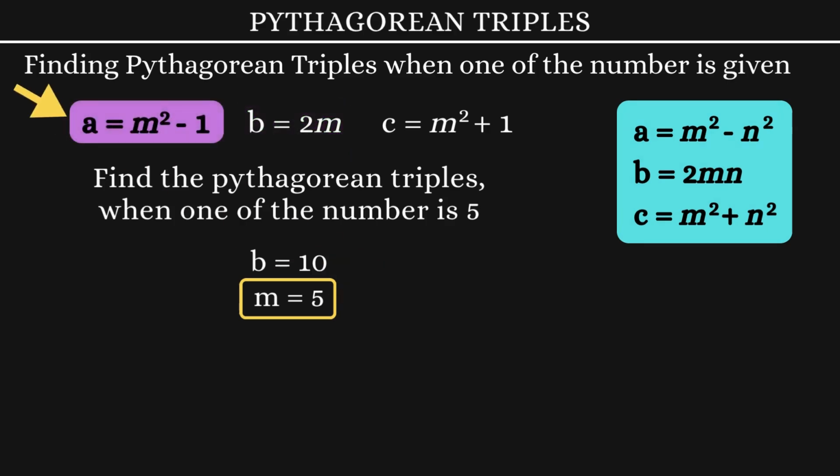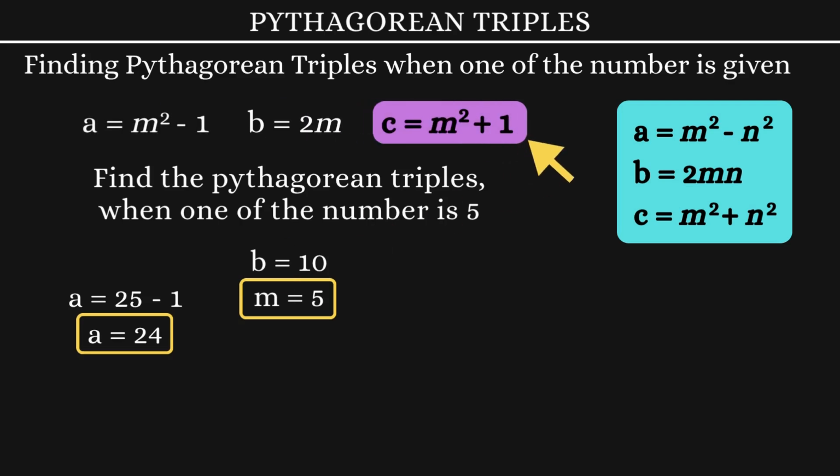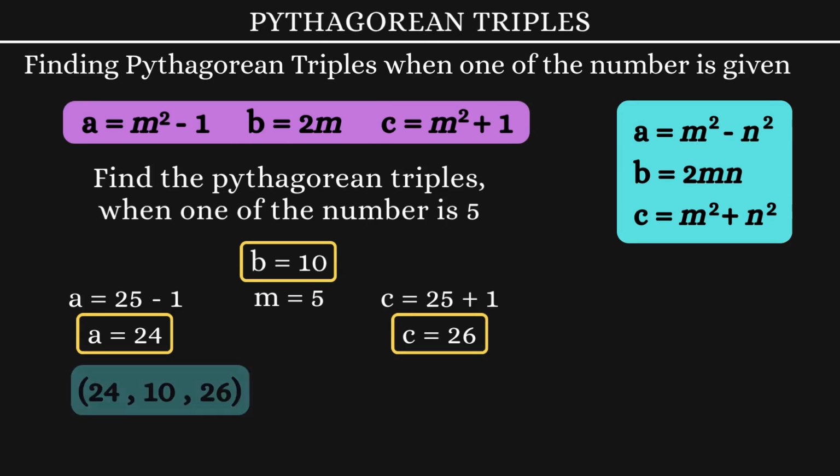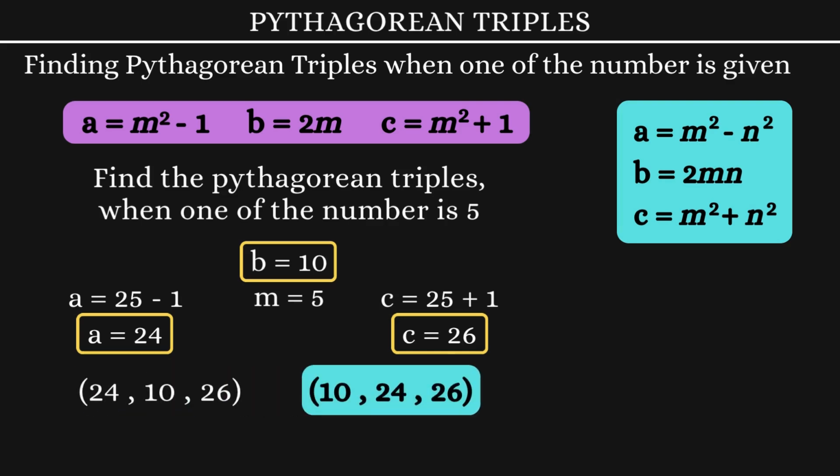A is m squared minus 1. 25 minus 1, A is equal to 24. C is m squared plus 1. 25 plus 1 is 26. So our triple will be 24, 10 and 26. Arranging it in ascending order, we get 10, 24 and 26.